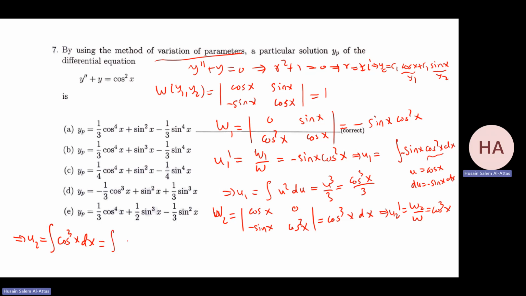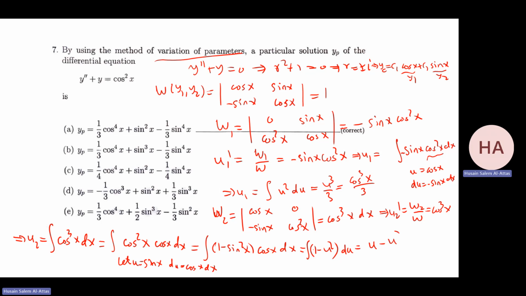What about this integral? Yeah, I can use this trick: cosine squared x times cosine x dx. And cosine squared is 1 minus sine squared x, times cosine x dx. Now I will let u equal sine x, so du will be cosine x dx. So I have the integral of 1 minus u squared du. That will be u minus u cubed over 3, which is sine x minus sine cubed x over 3. Okay, so what is yp?